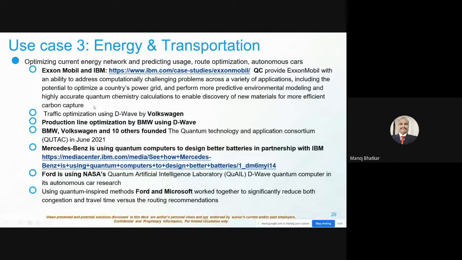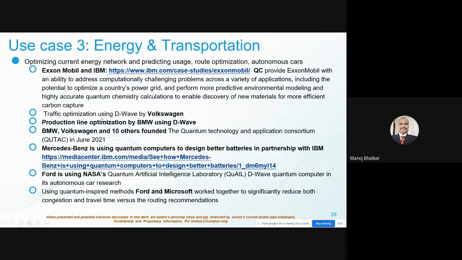Energy transportation, ExxonMobil. ExxonMobil is basically using it for a variety of applications: how to optimize a country's power grid, for example, how to perform predictive environmental modeling and accurately measure the requirements in each area of energy requirement, and chemistry calculations to enable discovery of new materials which are more efficient, and how to reduce the carbon footprint, for example. That's some of the uses they are doing.